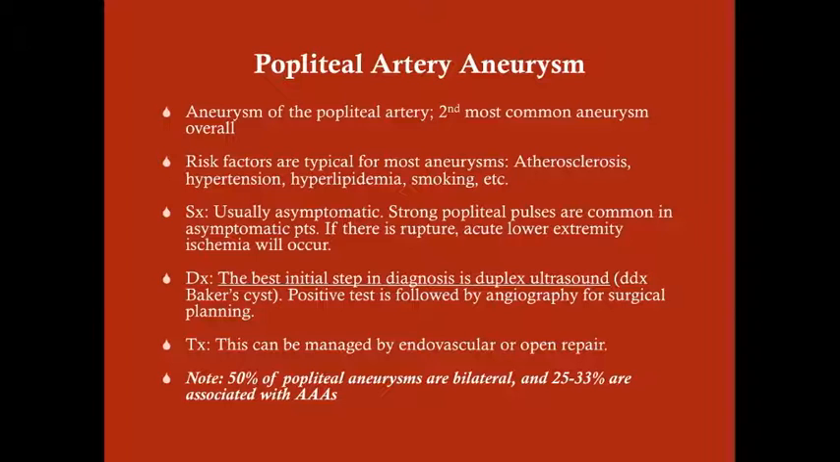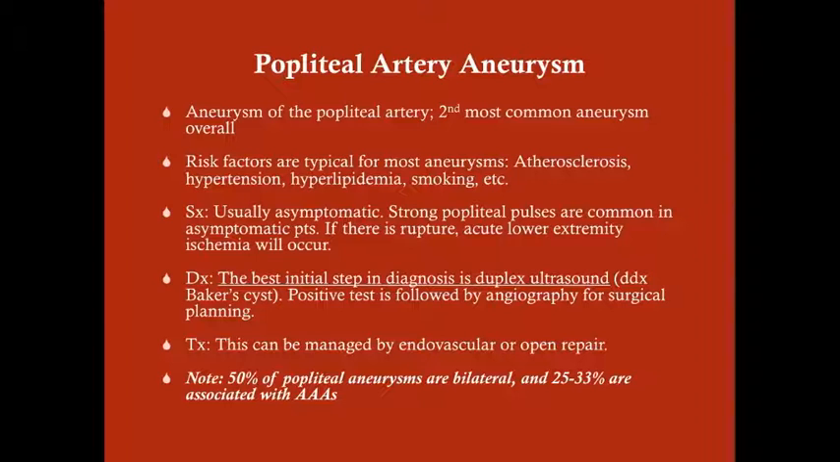So for diagnosis, once you've felt these strong popliteal pulses and you have an index of suspicion, best initial diagnostic step is going to be a duplex ultrasound over the popliteal artery. If you get a positive test, then you're going to follow it up with angiography, and that's for surgical planning. The treatment here is going to be endovascular or open repair.